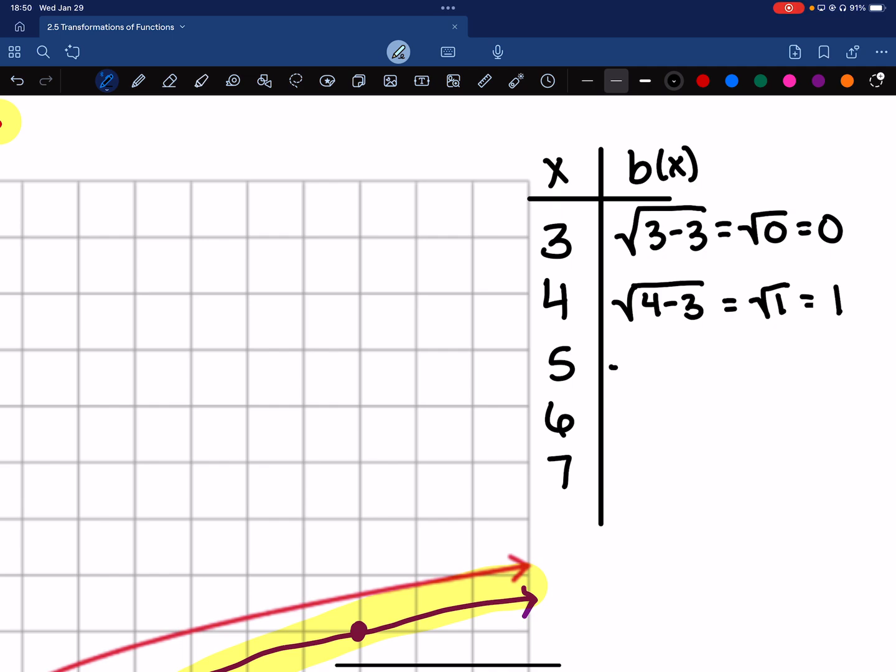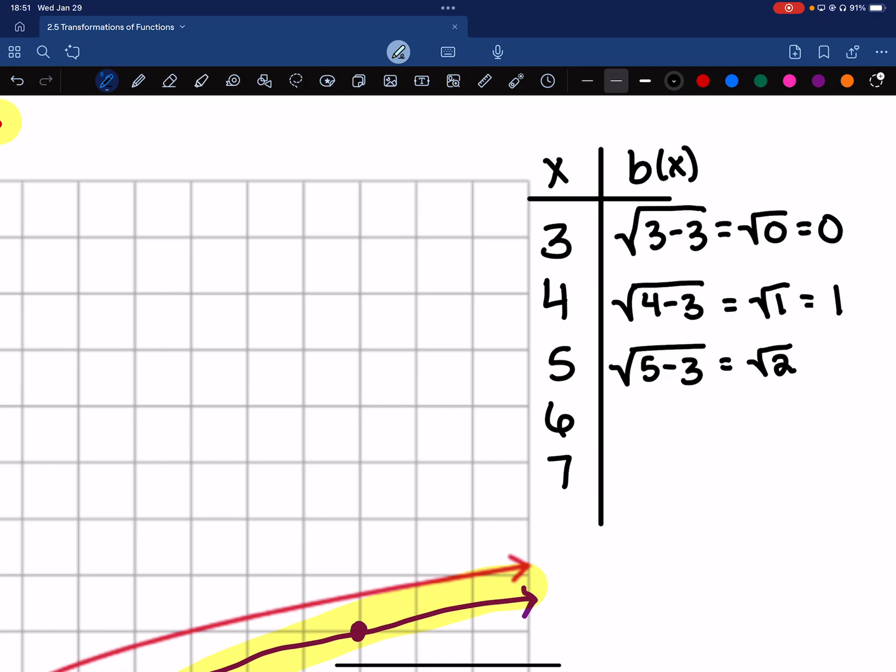But when we plug in 5, we would get 5 minus 3, and that would give us the square root of 2. The square root of 2 is not a pretty number, okay? It's about 1.4, not pretty. Why do I know that? Because it reminds me of Valentine's Day. That's all I think about. Okay, the 2 and then the 1.4, Valentine's Day.